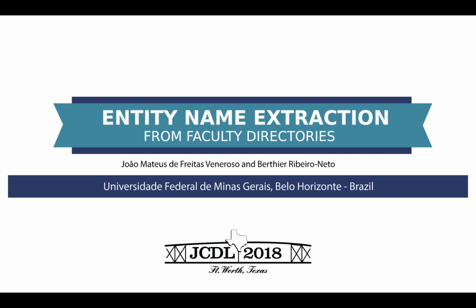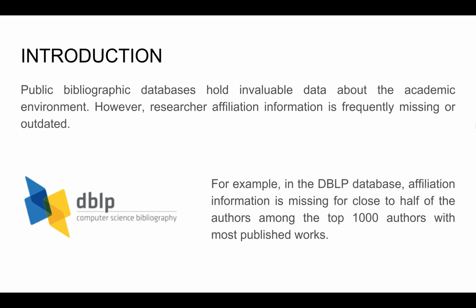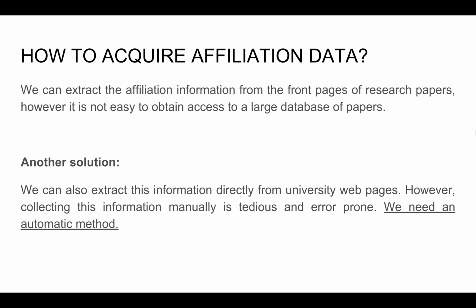Public bibliographic databases hold invaluable data about the academic environment. However, research affiliation information is frequently missing or outdated. For example, in the DBLP database, affiliation information is missing for close to half of the authors among the top 1,000 authors with most published works. Well, our question is how to acquire this affiliation data.